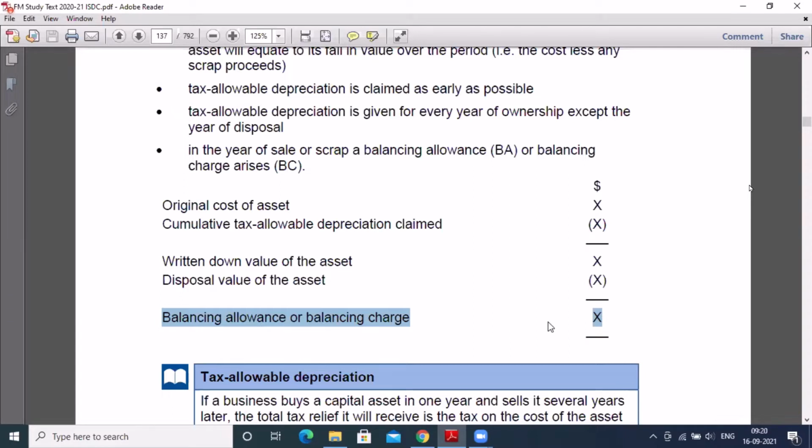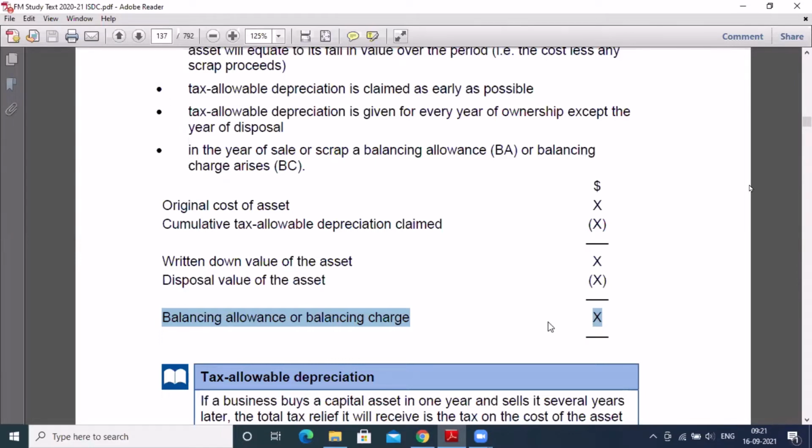In simple terms, you just need to remember that we can claim the depreciation only on the written down value basis, and we will be claiming the depreciation excluding the year of disposal. In the year of disposal, we consider the balancing allowance or balancing charge.